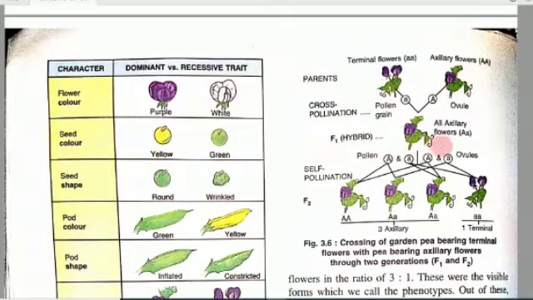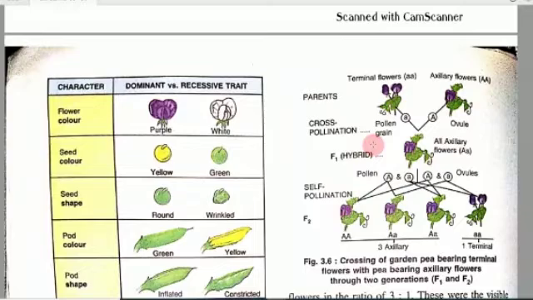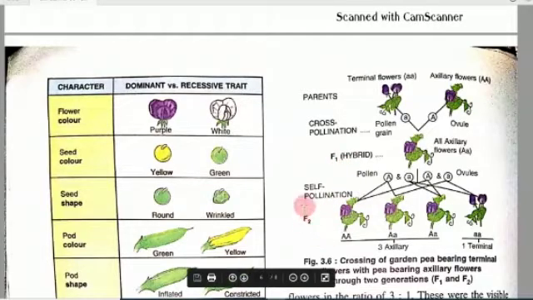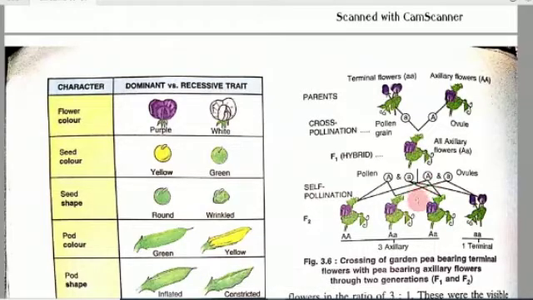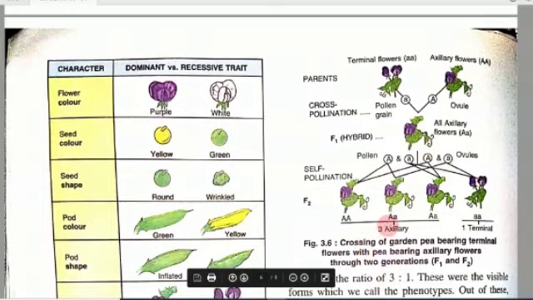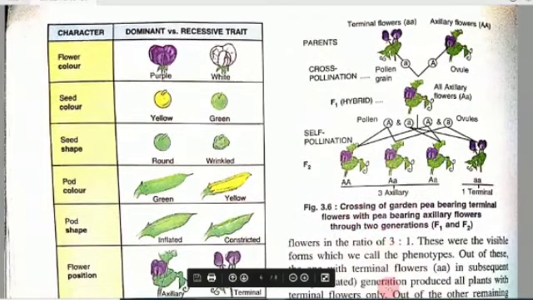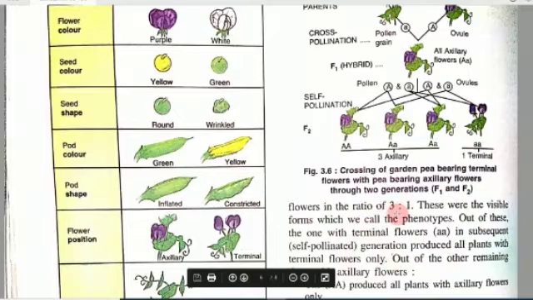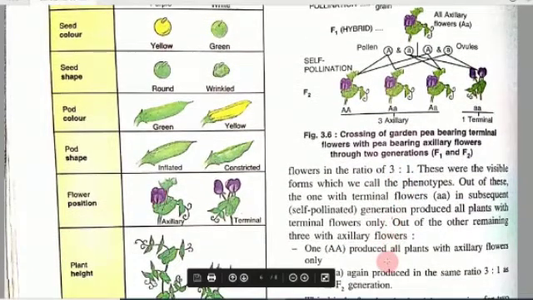Then in the F1 generation, all plants produce axillary flowers. Then the same F1 hybrids go to the F2 generation, the second filial generation. F1 stands for first filial generation, F2 stands for second filial generation, F stands for filial. Here heterozygous dominant, capital A, small a, and see the progeny of the second filial generation: 3 axillary flowers and 1 terminal flower. See that ratio: phenotype ratio 3:1 and genotype ratio 1:2:1.